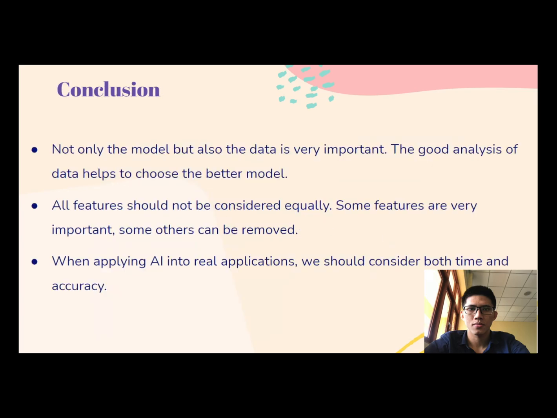After we finished our project, we have some conclusions and experiences. First, not only the models but also the data is very important. If we have a good analysis of the data, we can choose better models for our application. Second, all the features should not be considered equally. Some features are very important, but some are not. So we must have some methods to reduce our dimensions or features. When applying AI in real applications, we should consider both time and accuracy. Because, for example, in our application, if the detection takes too long or is not accurate, it can lead to a car accident.